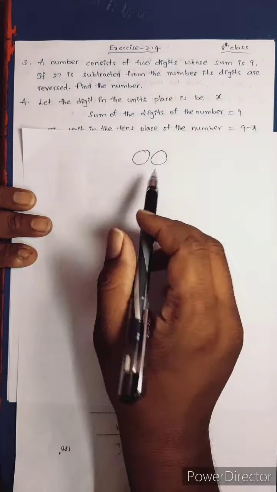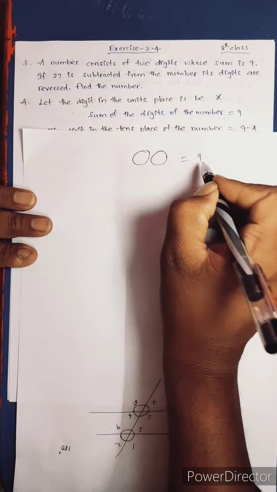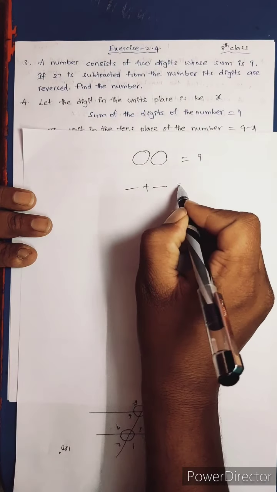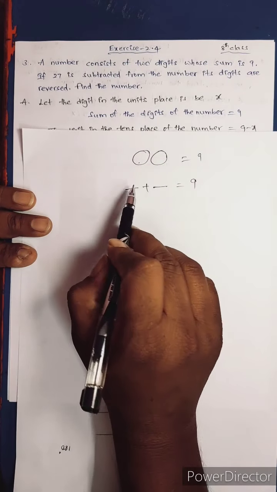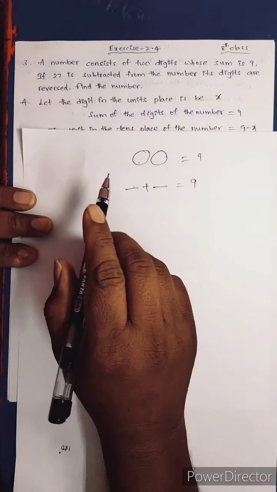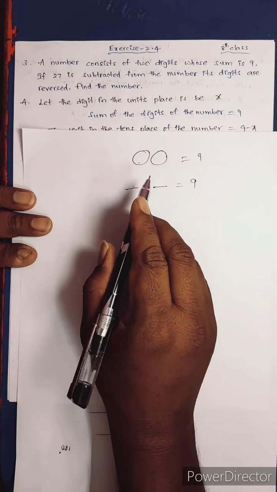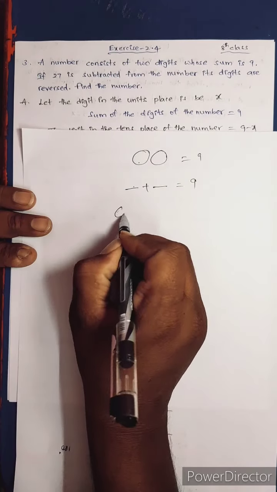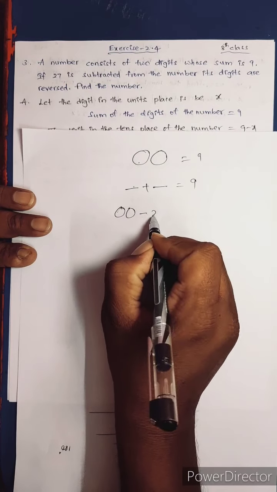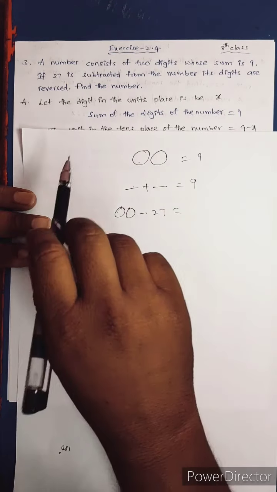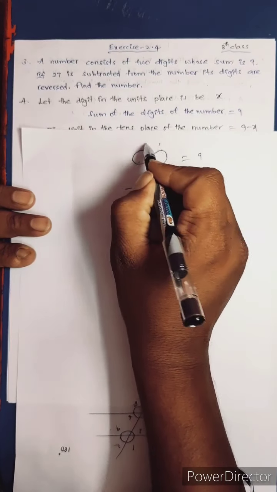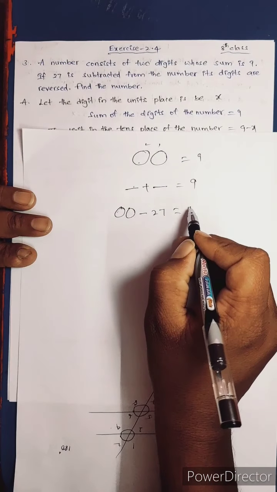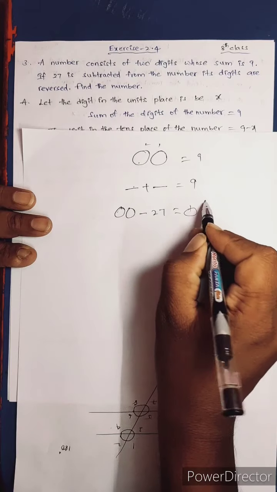There is a 2 digit number whose sum of digits is 9, first number plus second number. If 27 is subtracted from that 2 digit number, then its digits are reversed: first number, second number, reversed as second number, first number.